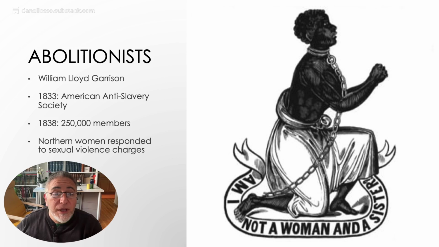And as for William Lloyd Garrison, he founded the New England Anti-Slavery Society in 1831, and then the American Anti-Slavery Society in 1833. And by 1838, his group had over 250,000 members. Unlike earlier abolitionists, they rejected colonization as a kind of racist scheme, and they also opposed the use of violence to end slavery. Like Nat Turner, they had been influenced by the evangelical Protestantism of the Second Great Awakening.